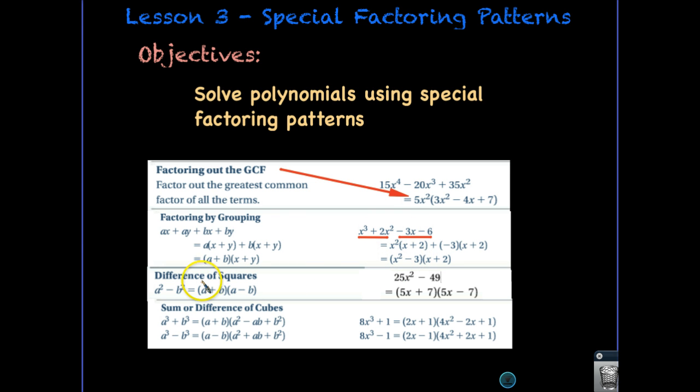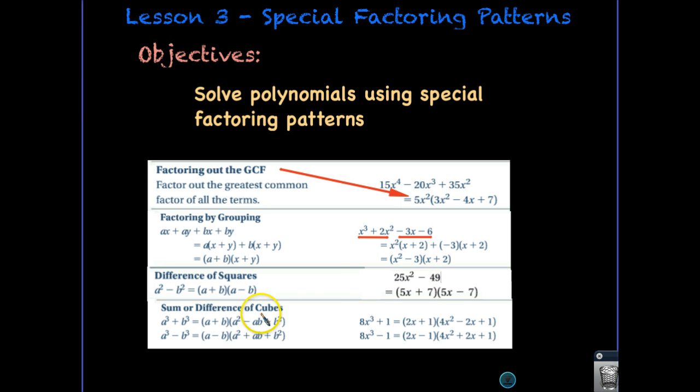We also learned about the difference of squares. If our first term and our second term are perfect squares, as in 25x squared and 49, and assuming it has to be a difference, we can take the square root of the first term and the square root of the second term, and we can do sum and difference to factor those. That's your difference of squares.